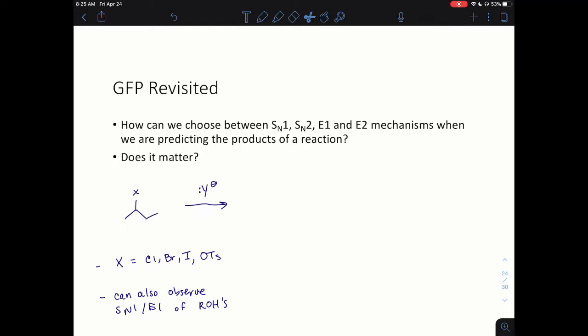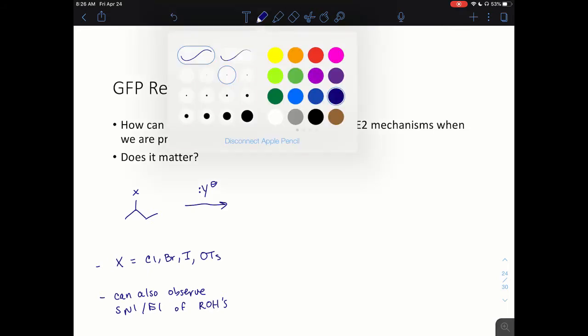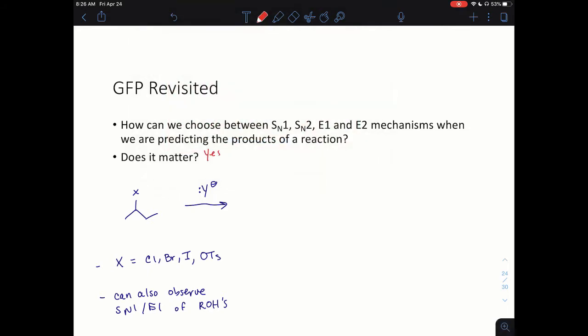When we first began our discussion of the reactions of alkyl halides, I mentioned that substitution and elimination could be in competition with one another. So to end our discussion of substitution and elimination reactions, we're going to think about how we can choose between SN1, SN2, E1, and E2 mechanisms when we are predicting the products of a reaction. Let's talk about that first, and then we'll talk about if it matters. But spoiler alert, yes, it very much matters.